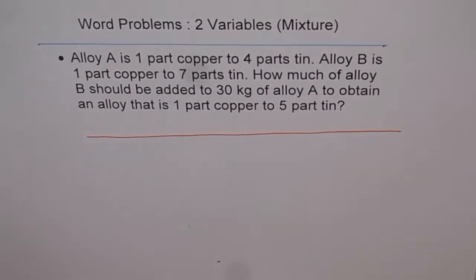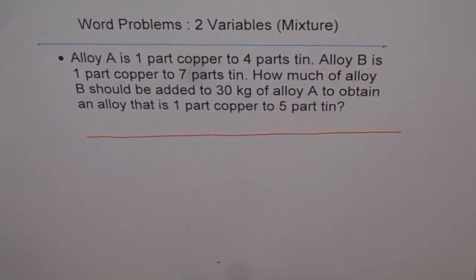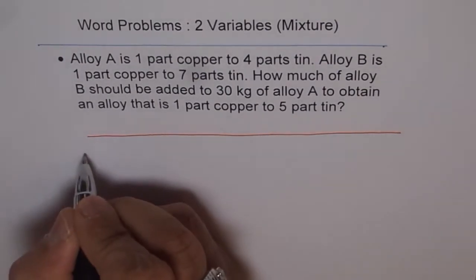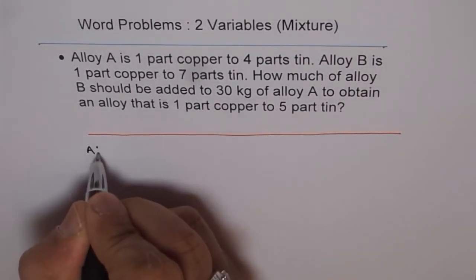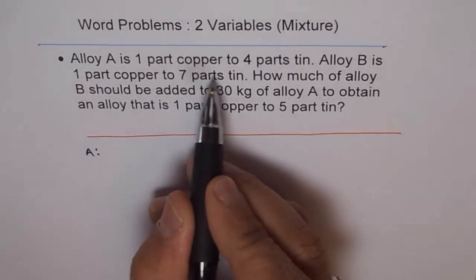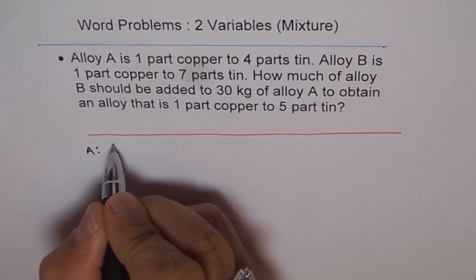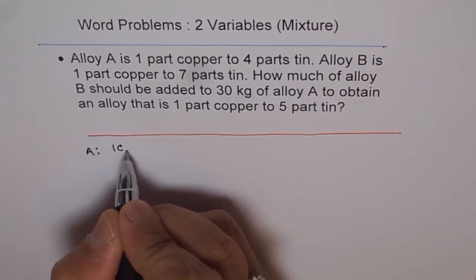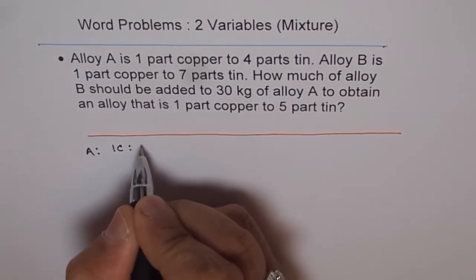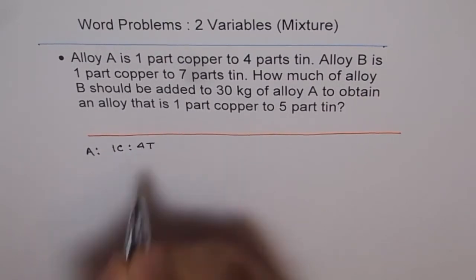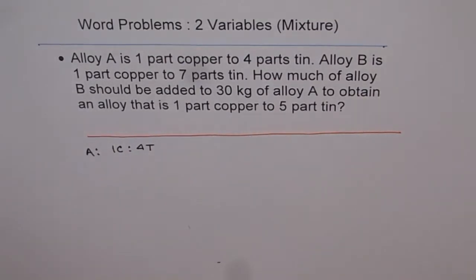So let me draw a line, and what we'll have here is different kinds of compounds or alloys. In this case, alloy A. So alloy A has 1 part of copper to 4 parts of tin. That means if I write C as copper, it is to 4 parts of tin T, right? I'm not using scientific symbols here. We're just making variables. Let C be copper and T be tin, okay?